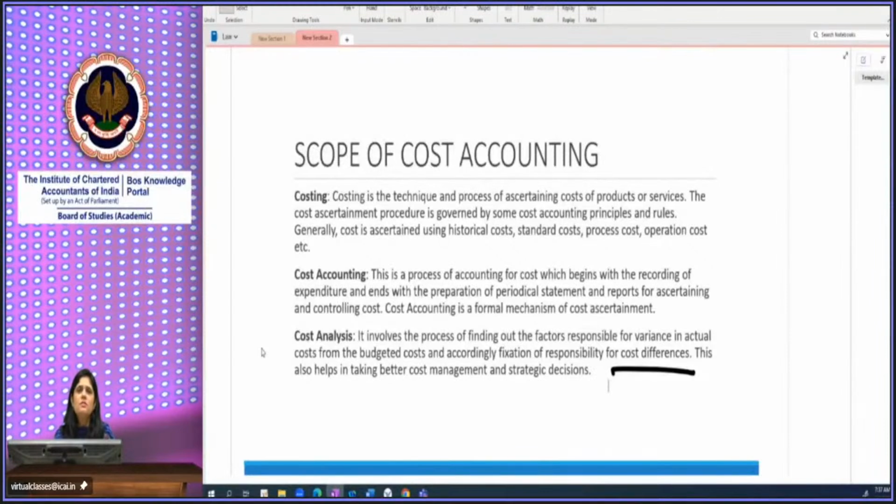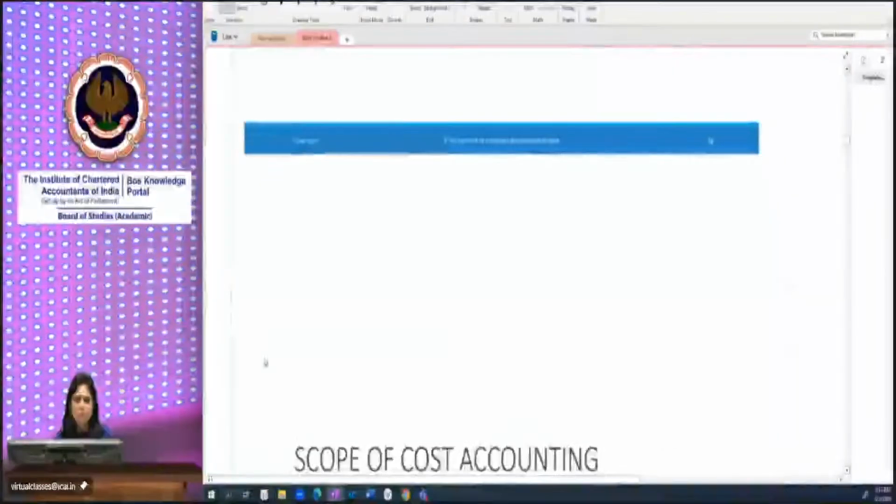You're just identifying the increase in the cost, the difference, and then doing nothing. So it will increase every time, and it will increase many folds the next time. So action is as important as identification of variances in cost. Clear? So it helps in better cost management and strategic decisions. It's important that action is fixed while identifying the variances and the deviation. So that is cost analysis.